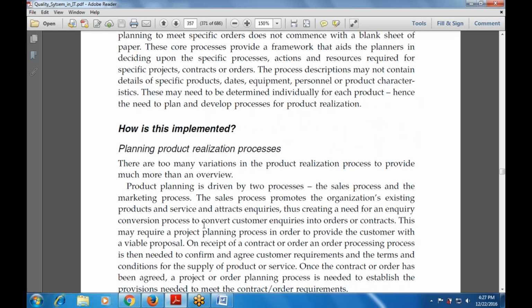The sales process promotes the organization's existing products and services and attracts inquiries, therefore creating a need to convert the customer inquiry into orders or contracts. And this may also require a project planning process in order to provide the customer with the various resources available. And once the contract or the order has been agreed, a project or order planning process is needed to establish the provision that is needed to meet the contract or order requirements.